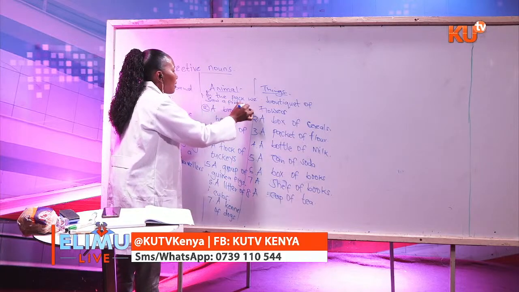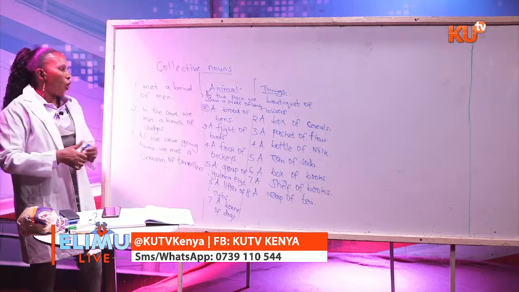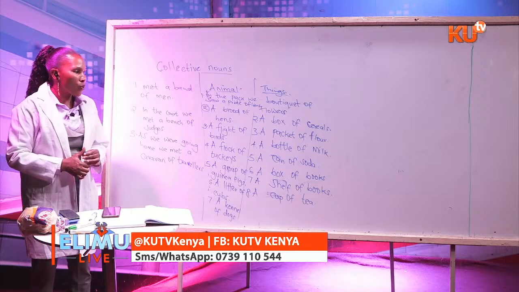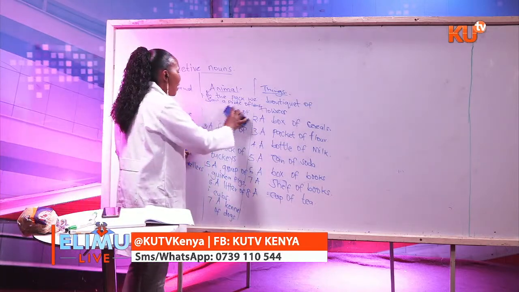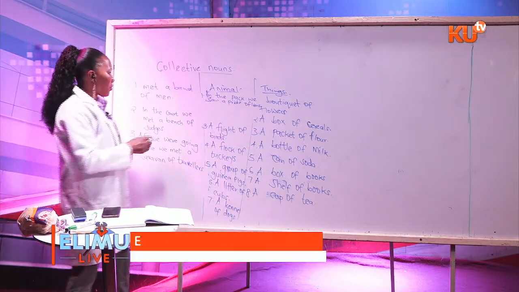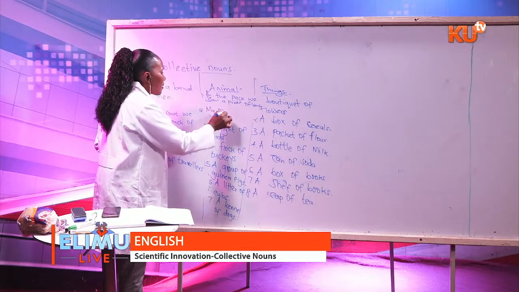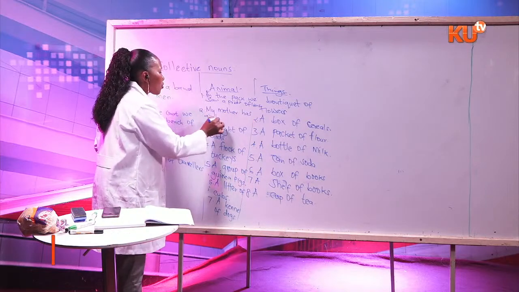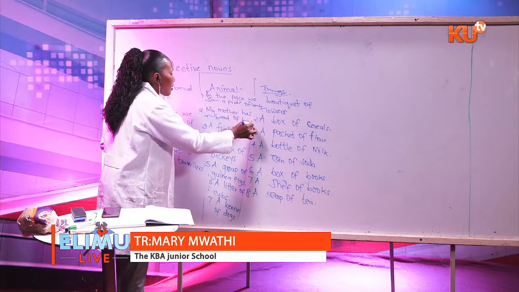We saw a pride of lions. We can also say a brood of hens. My mother has a brood of hens.